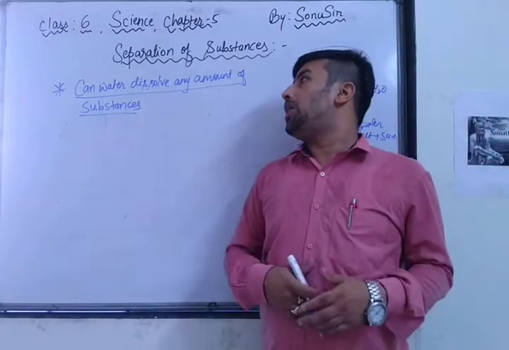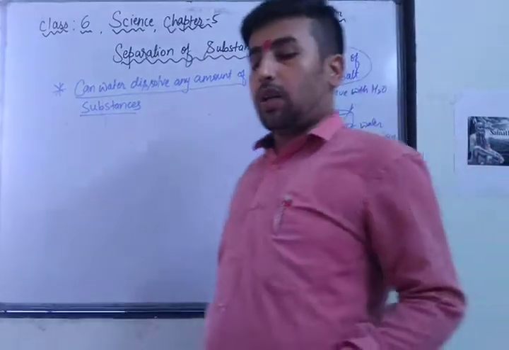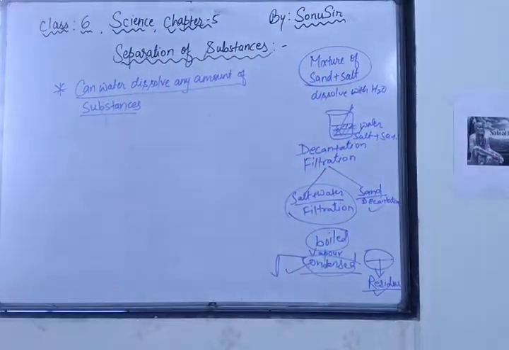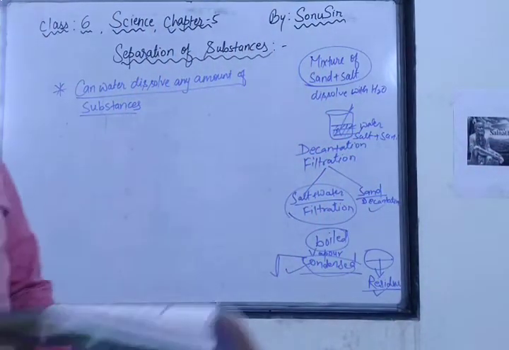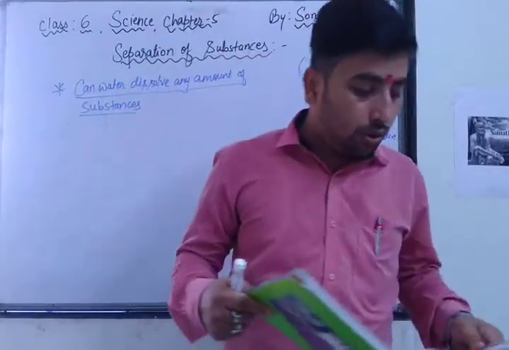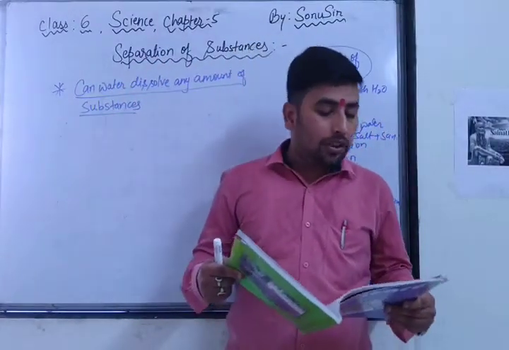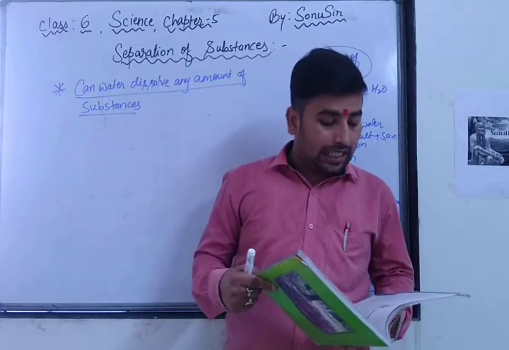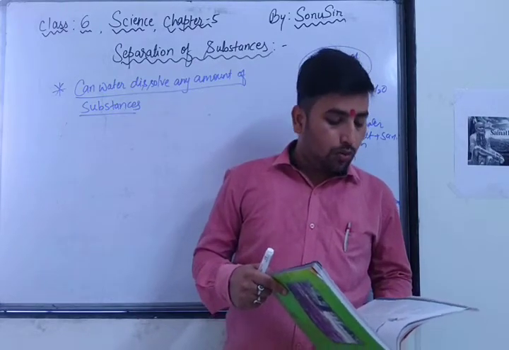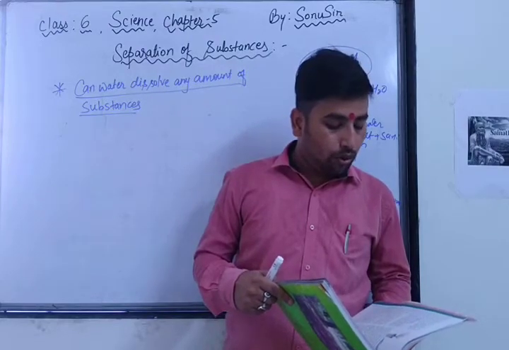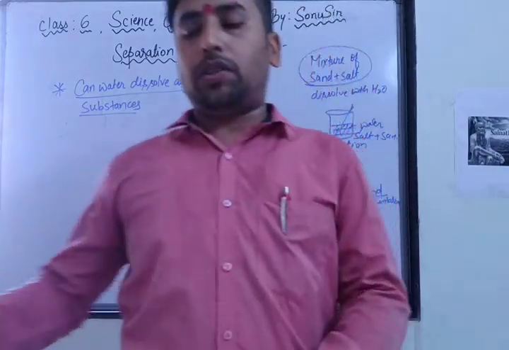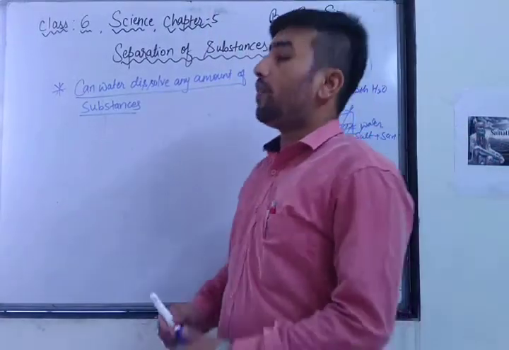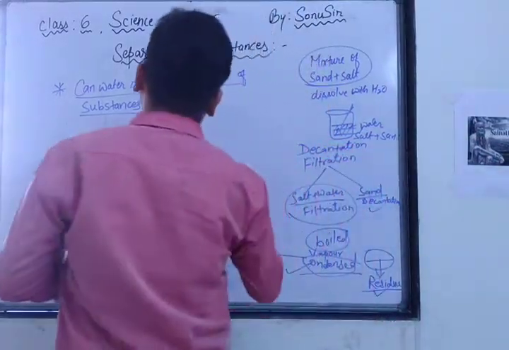So here, can water dissolve any amount of substances? In a single word you can say no. But in our textbook, on page number 42, it is written: in chapter number 4, we found that many substances dissolve in water and form a solution. We say that these substances are soluble in water. What will happen if we go on adding more and more of these substances to a fixed quantity of water? You know very well which substances are dissolvable in water.